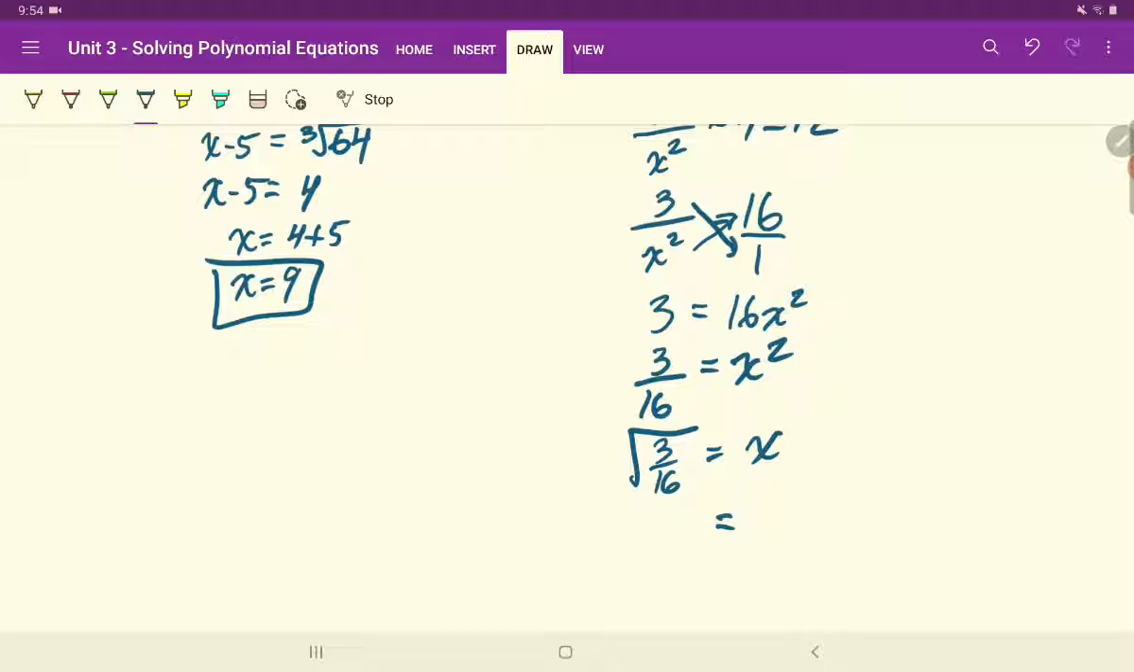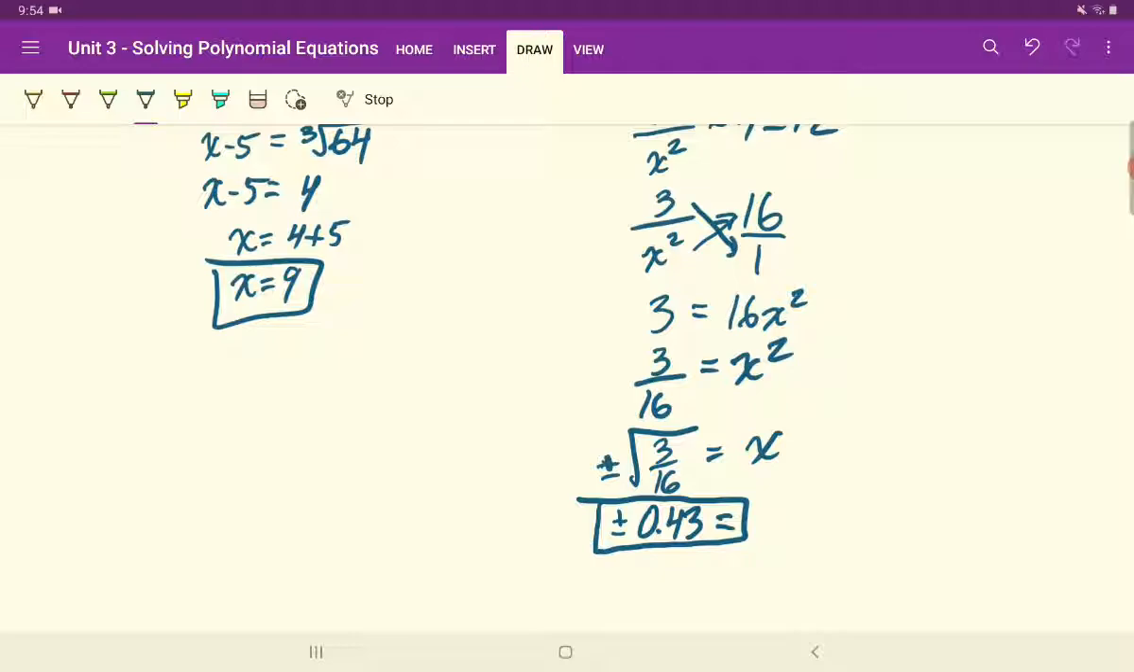So take the square root of 3 divided by 16 there, and you end up with, okay, 0.43 to 2 decimal places. Now, don't forget, because you're taking the square root, put your plus minus there, okay? Plus or minus. We know that it can be the positive or negative value there that ends up getting that solution. All right, so there you have it.